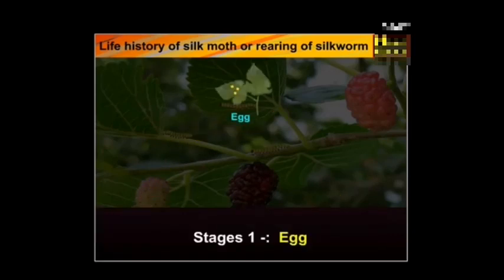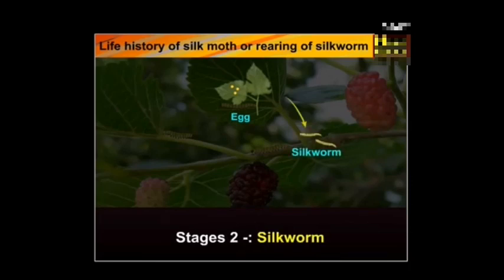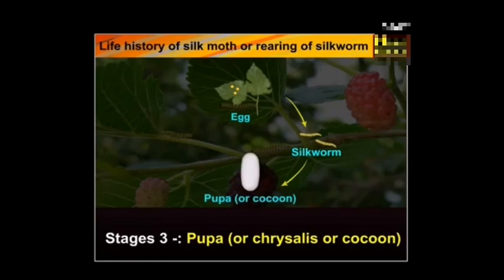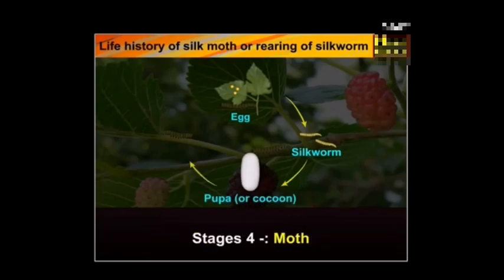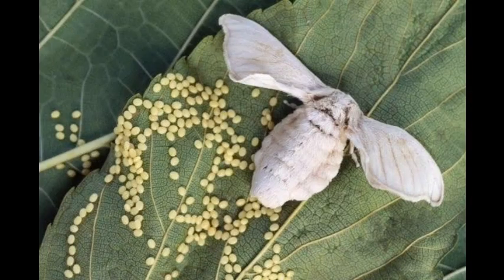The first stage is the egg. The second stage is the egg develops into caterpillar. And then the caterpillar develops into the pupa. And this pupa develops into moth. The female silk moth lays hundreds of eggs at a time. They usually lay eggs on the leaves.